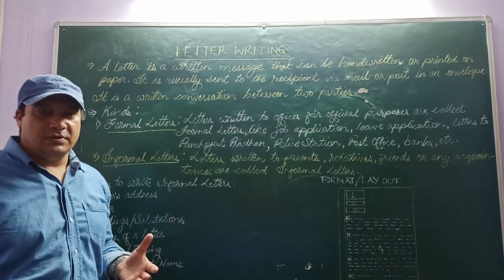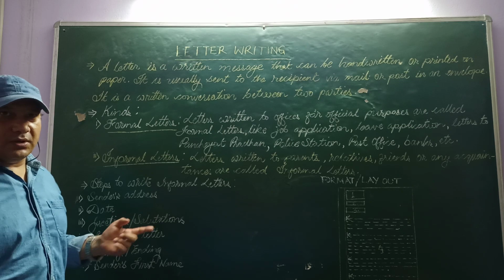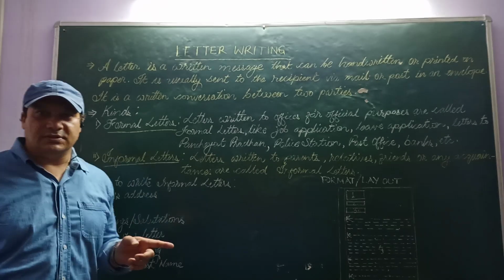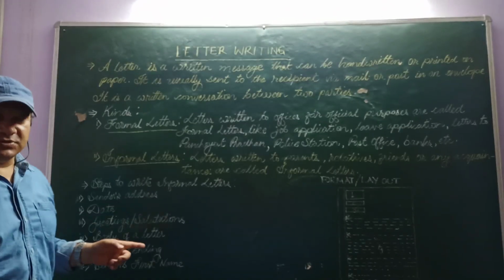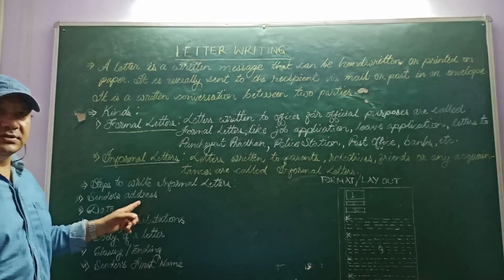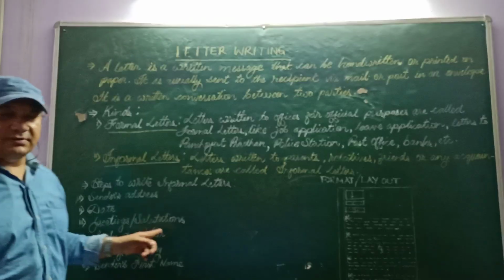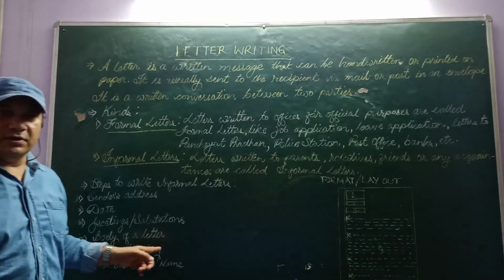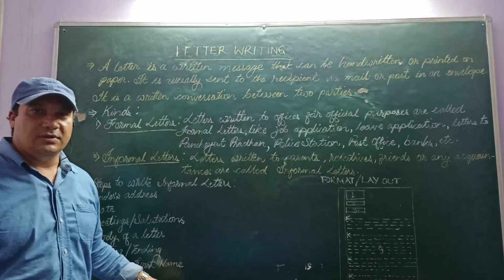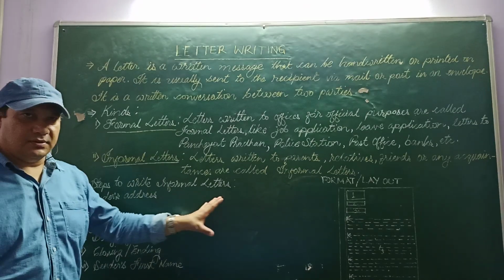Now, we talk about steps to write informal letters. This is very important. So what are the steps required to write informal letters? First and foremost, let me tell you, there are six steps to write an informal letter. They are: number one, sender's address; number two, date; number three, greetings or salutations; number four, body of a letter; number five, closing or ending; and number six, sender's first name.